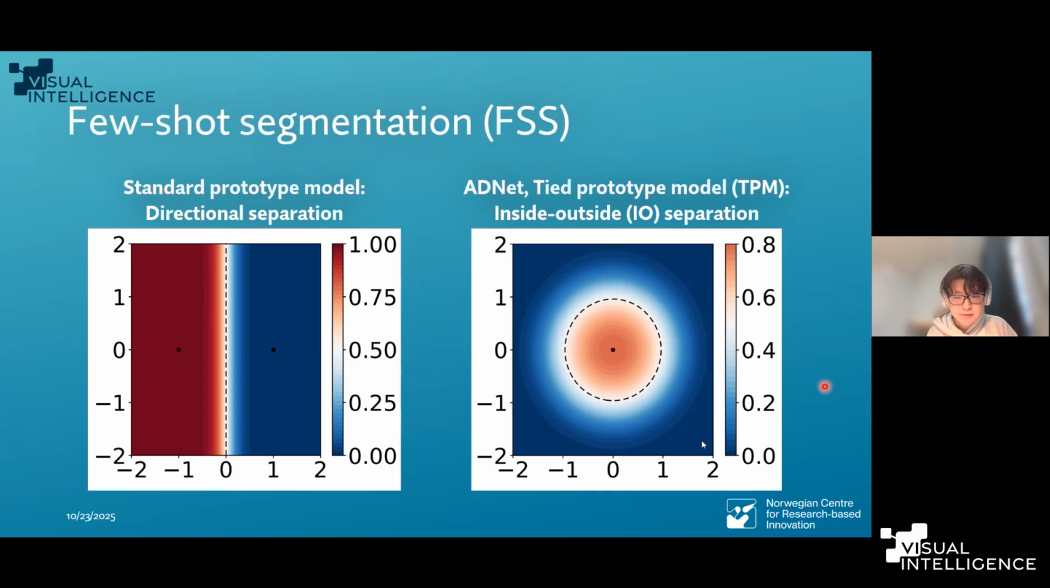So to overcome this, a recently proposed model called ADNet focuses on modeling the foreground class. The foreground prototype is at this point, and by doing so, it achieves what we call inside-outside or IO separation.